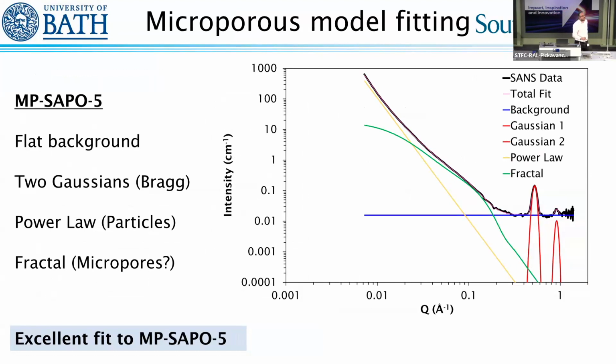The reason I had to do this is because my material is crystalline and it had 2 great big Bragg peaks exactly where I wanted to look for my nanoscale. So I had to fit those as well. I then had a power law, which reflects the roughness and the size and the texture of my particles. And then I included this fractal system here, which we believe represents something to do with our micropores.